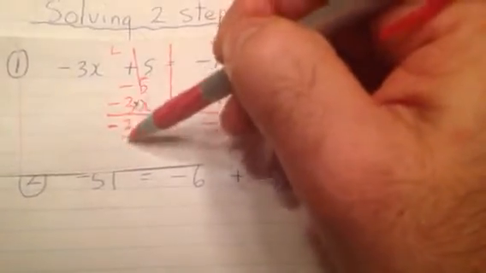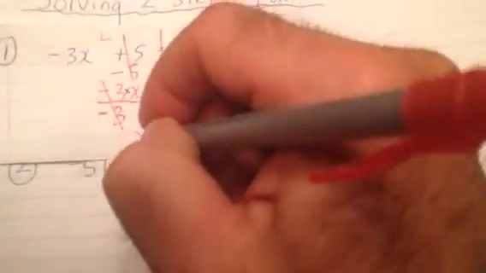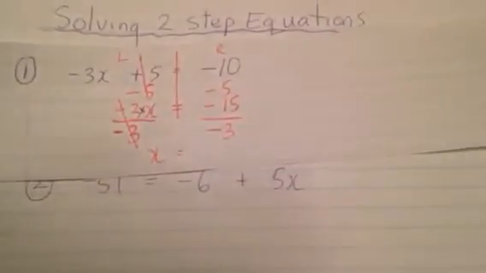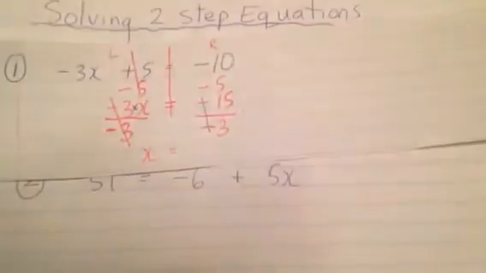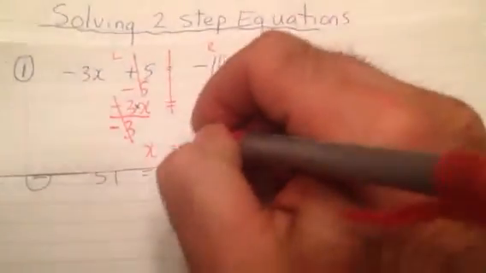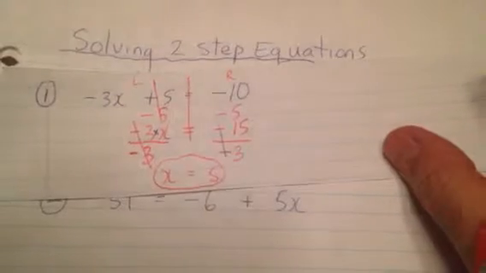Right? And so what ends up happening here is we have negative 3 divided by negative 3, and that basically cancels out because the answer is 1. So 1x, or just x, is equal to negative 15 divided by negative 3. We know that a negative and a negative cancel out when you're dividing, it becomes positive, and the answer is 5. So when we solve this equation, x equals 5, and there's the first one.